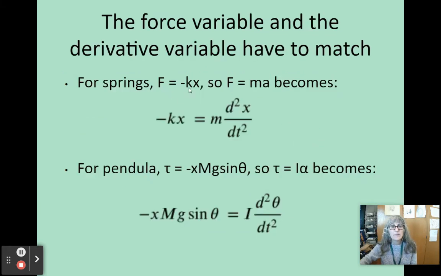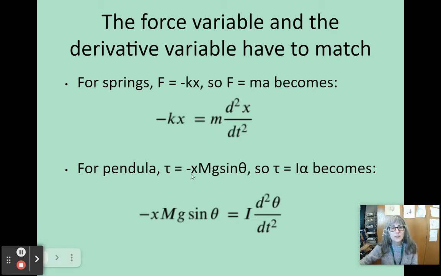So for springs, we have F equals negative kx. So if we make F equals ma, our F part is going to be in terms of x. So we want our a part in terms of x. And that's why it's the second derivative of x. Why we don't use dv/dt is because this is an x, not a v.